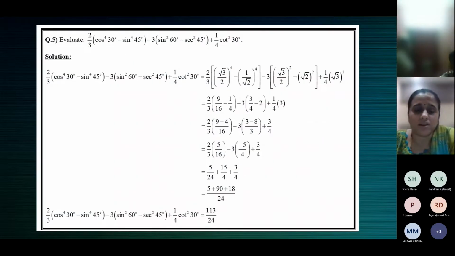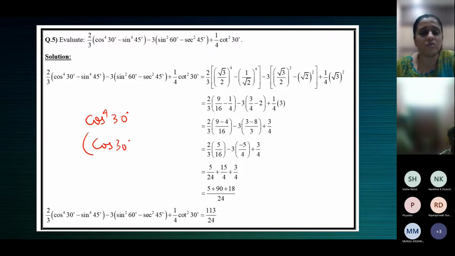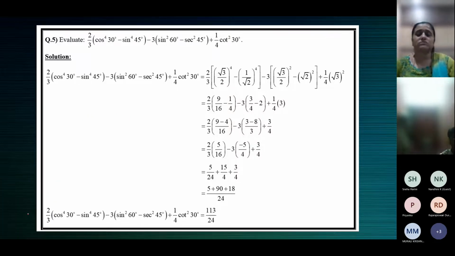All right, children. So this one, as you can see, the angles are standard angles. You can get the values from the table. So simply get the values from the table. And if it is power 4 here, what was the value of cos 30? Cos 30 degrees to the power 4 is written like this. Whatever is the value of cos 30, write that and raise it to the power 4. So this is just number work. I have nothing to explain here.